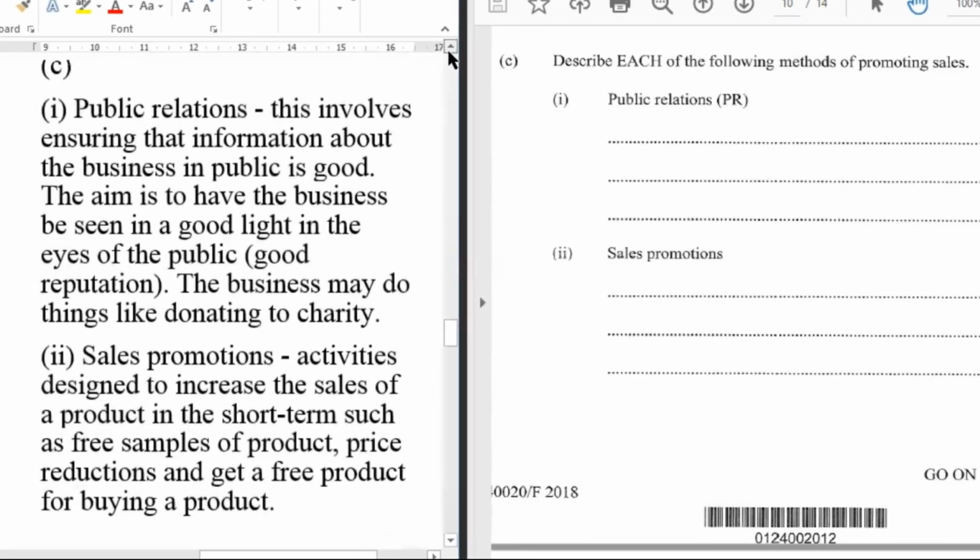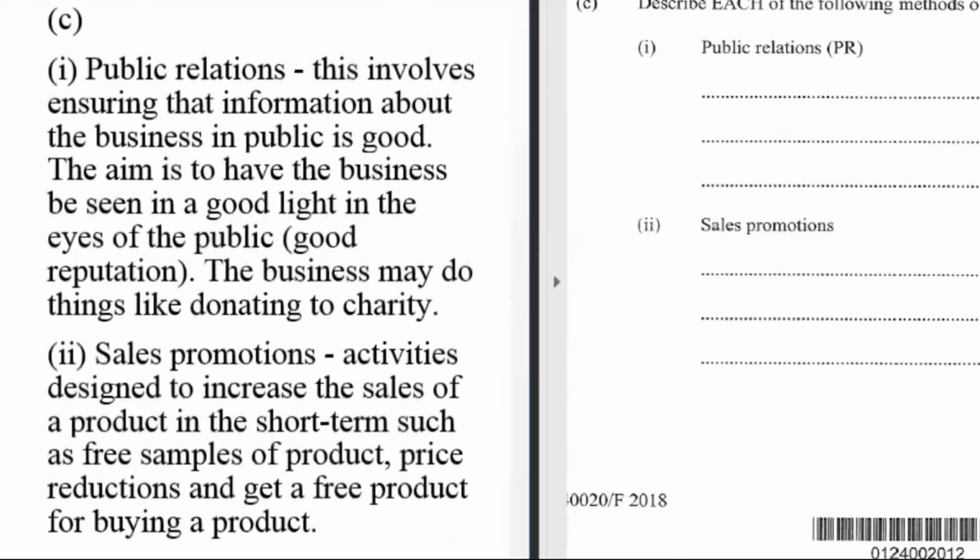All right. Public relations. This involves ensuring that information about the business in the public is good. The aim is to have the business be seen in a good light in the eyes of the public, good reputation. The business may do things like donating to charity.